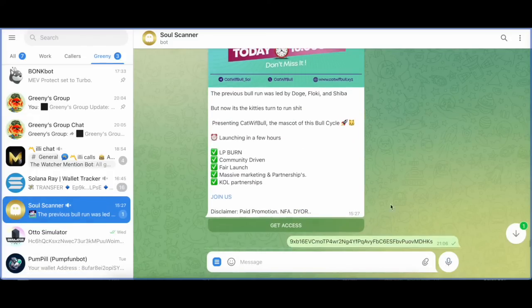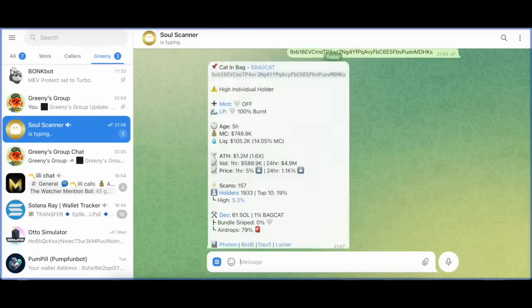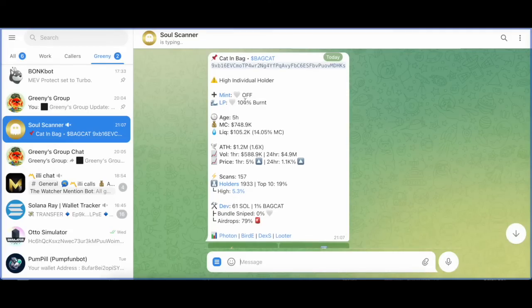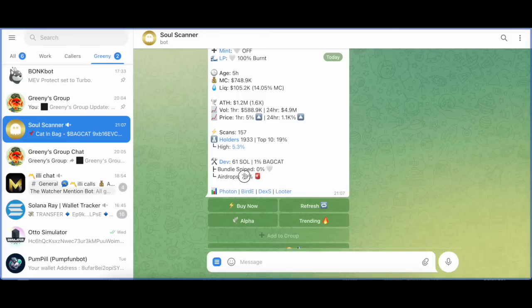Okay, let's punch it in there. Just to double check it, I'd obviously use Rick in the Discord too. So let's have a look here. So mint is off, 100% burnt. Okay, good. So that's showing me a lot of positive signs here. Let's have a look. Airdrop, 79%.